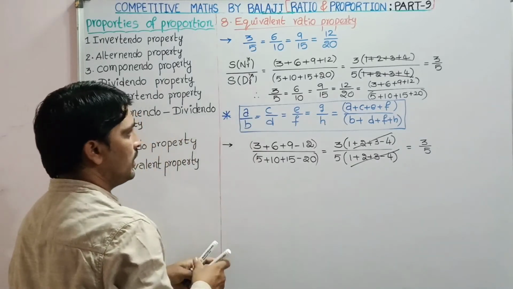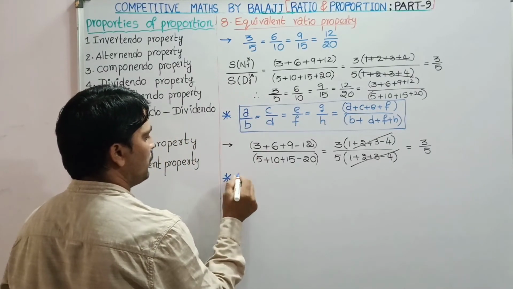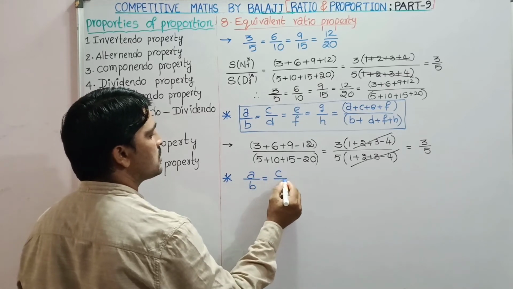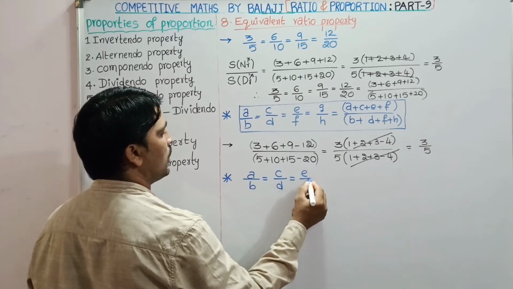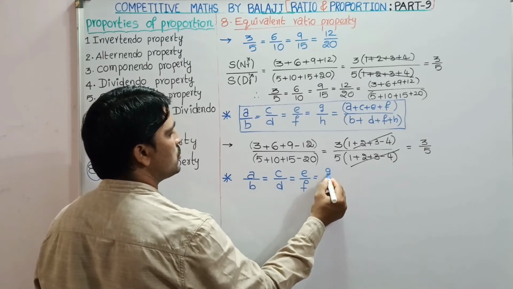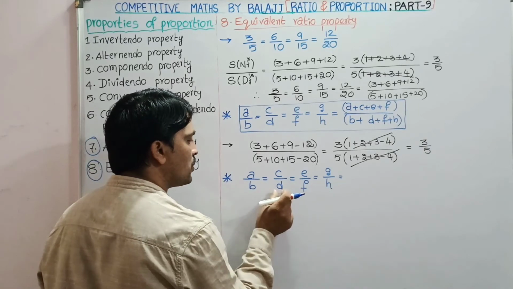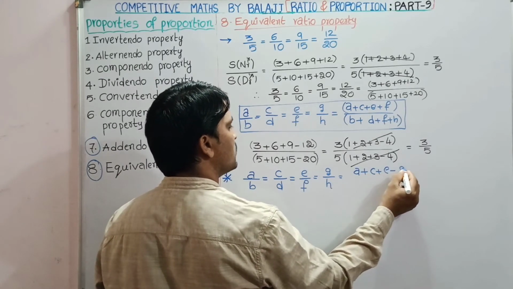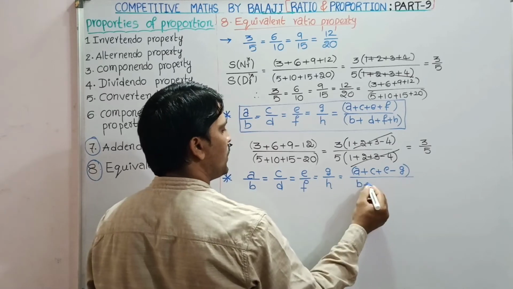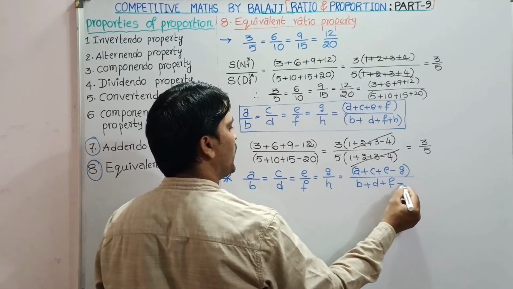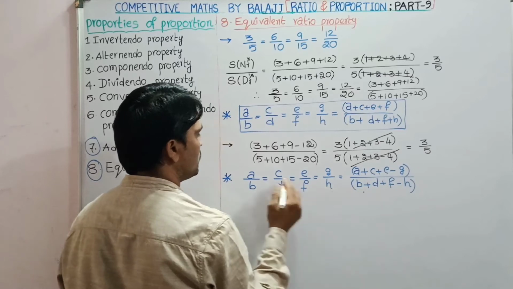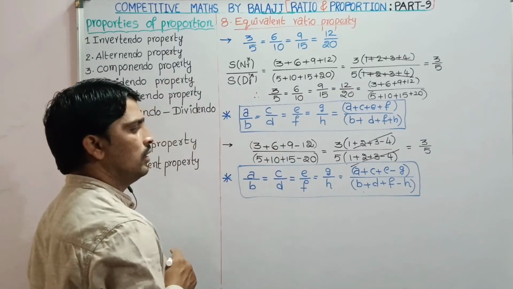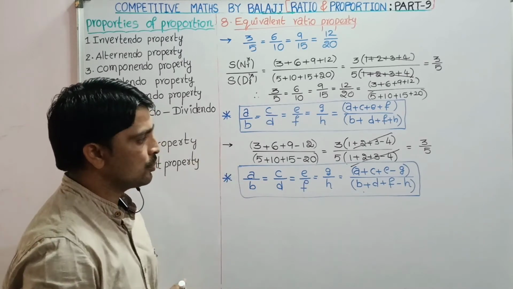From this we can say the second property of equivalent ratio property, that is A by B equal C by D equal E by F equal G by H. Then each ratio is equal to A plus C plus E minus G by B plus D plus F minus H. This is also known as equivalent ratio property. Okay, these are the two equivalent ratio properties.